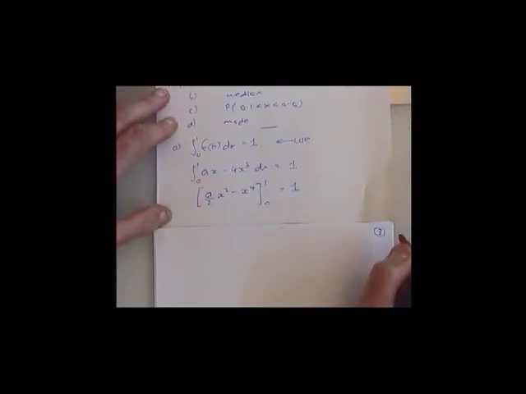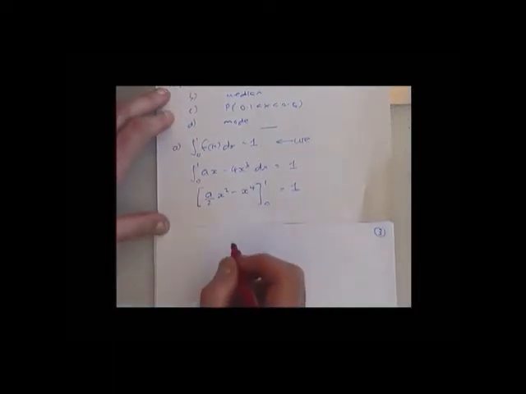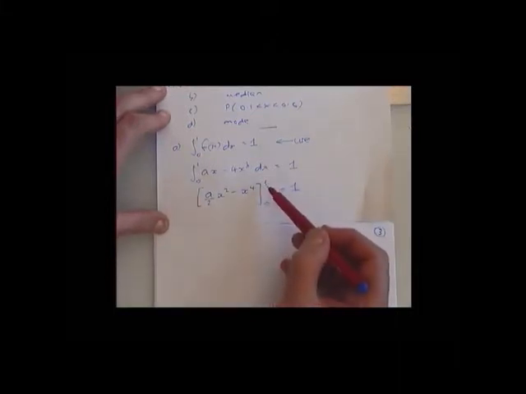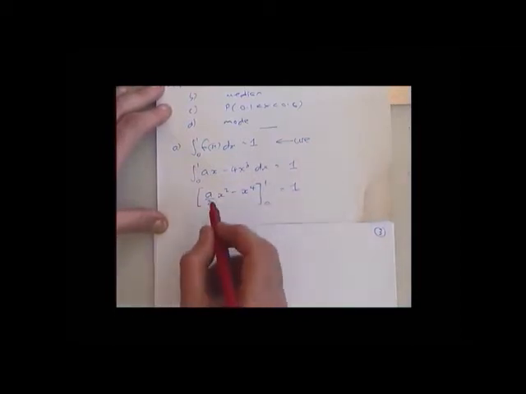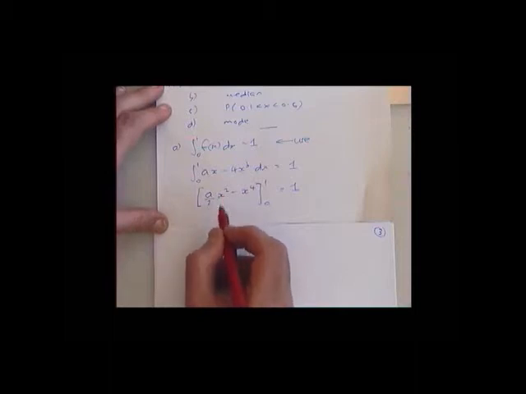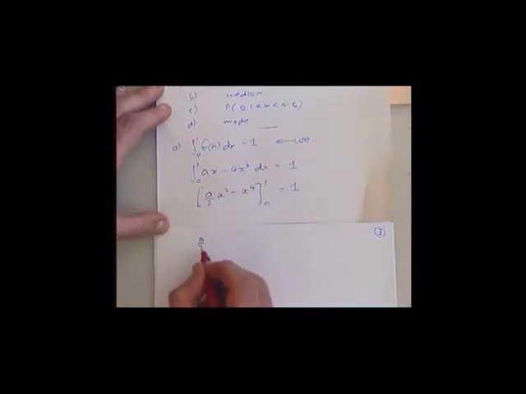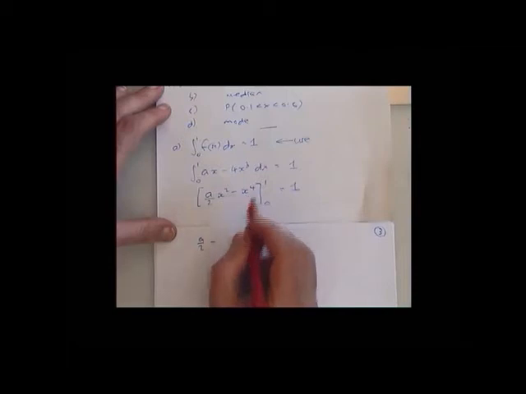So Lily, do you know where we would go next? You'd put 1 into... That's right. Substitute the x to be 1. So I get now over here a over 2 times 1 squared, so that's just a over 2. Take away 1 to the power of 4, which is just 1. So that's what I get when I substitute my 1 in.